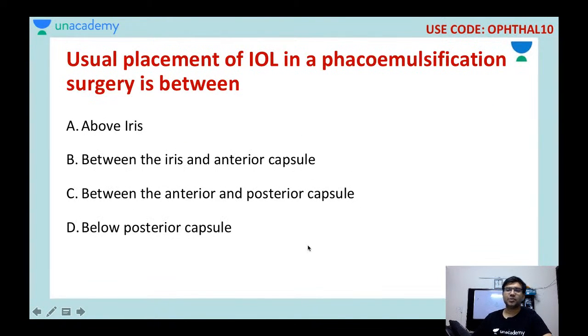Okay, with this, we come to our next question. The usual placement of IOL in a phacoemulsification surgery is: above the iris, between the iris and the anterior capsule, between the anterior and the posterior capsule, or below the posterior capsule. Try to answer.